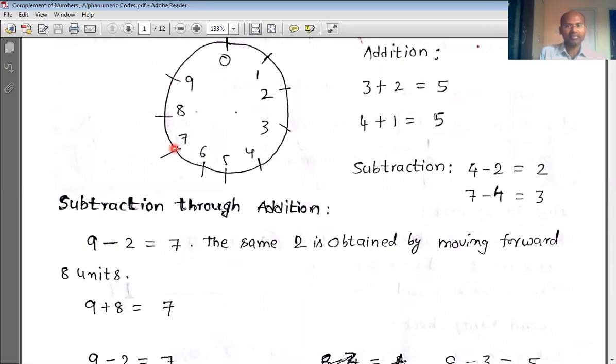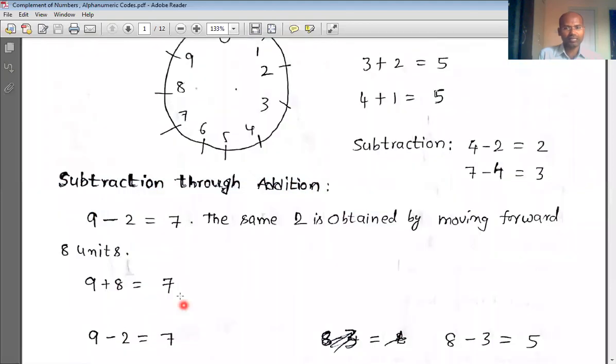So from 9, you can arrive at 7, which is our answer, in 2 ways: by moving backwards 2 steps, or by continuing to move forward. But how many steps do you have to take? 8 steps. See here, the same 7 is obtained by moving forward 8 units. So 9 plus 8 also gives us 7.